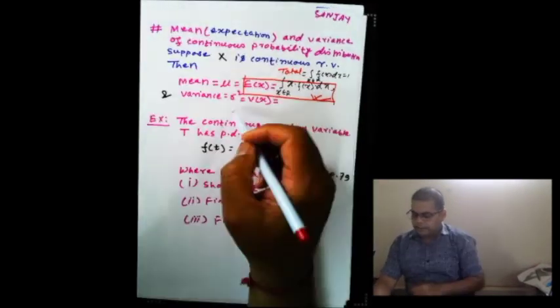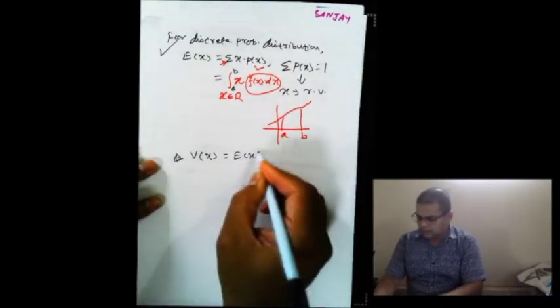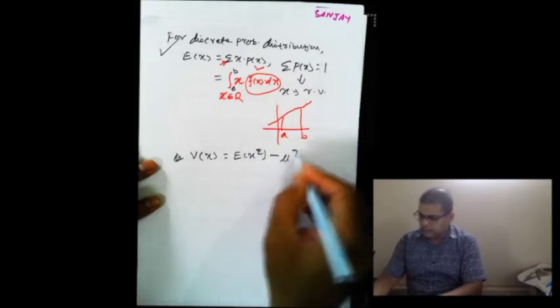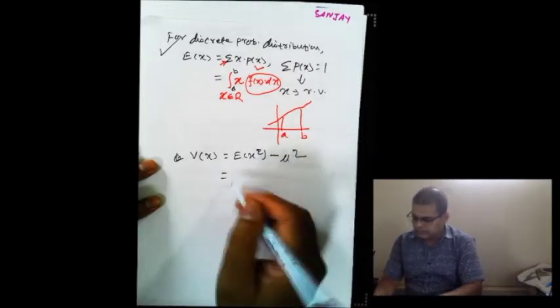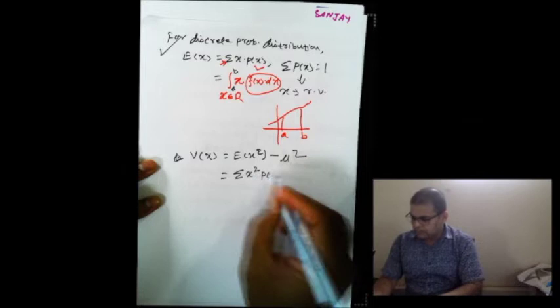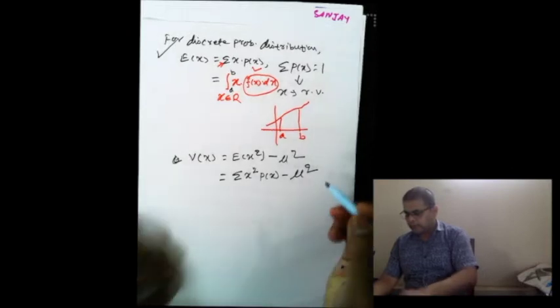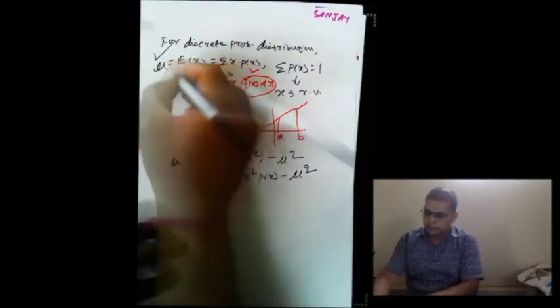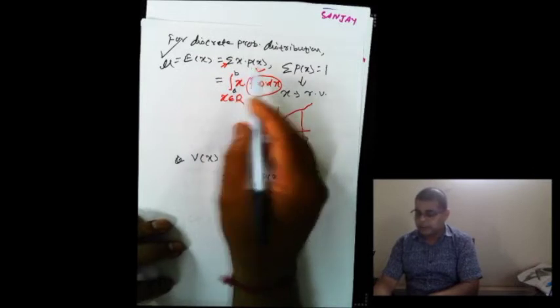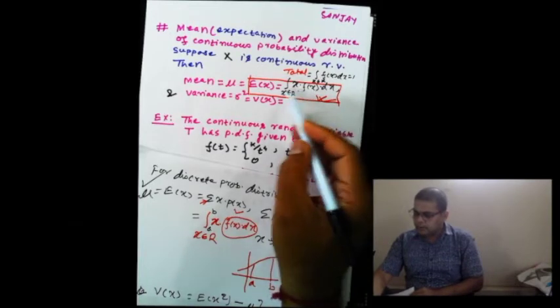Now let's talk about the variance, sigma square. You know from the discrete case that the variance of x is the expectation of x square minus mu square, and the expectation of x square in summation form is the summation of x square p(x), and then mu square remains as it is. So mu we can find by using the same formula, mu equals summation of x p(x) if this is a discrete random variable. If x is a continuous random variable, we can find mu by using the sign of integration.